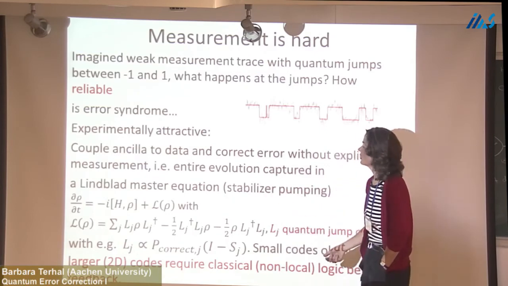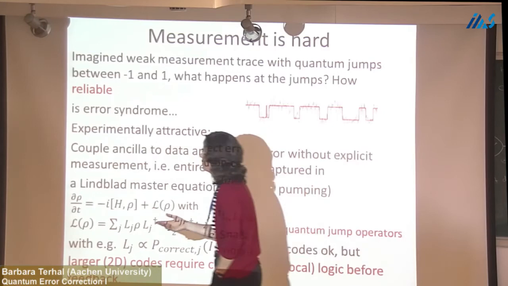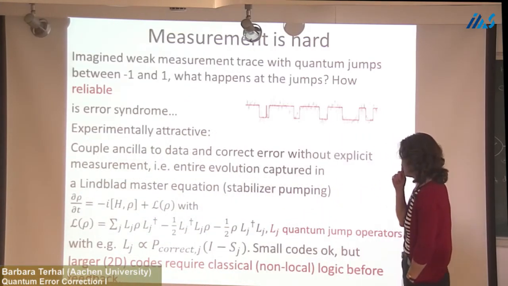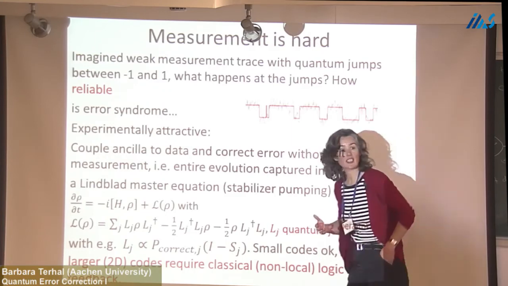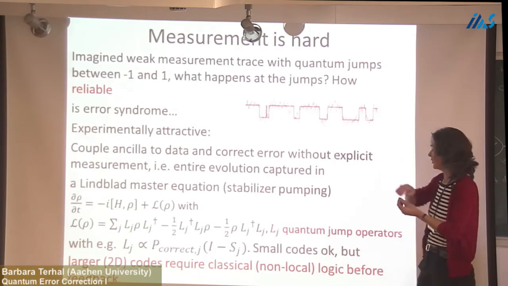They try to do this for Bell states, and I'm not sure they've done it for this XXX and ZZZ already. It would be nice if you can do a correction: you measure the parity check, and then immediately you do a correction.